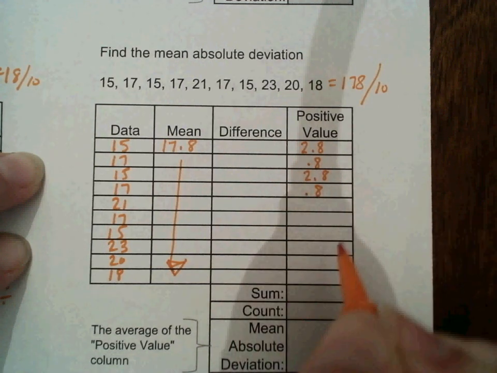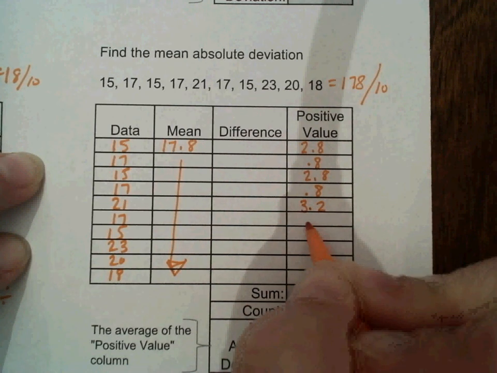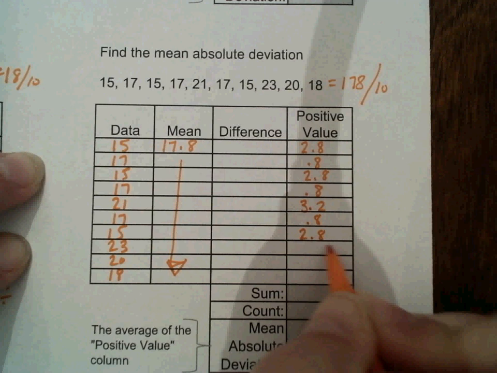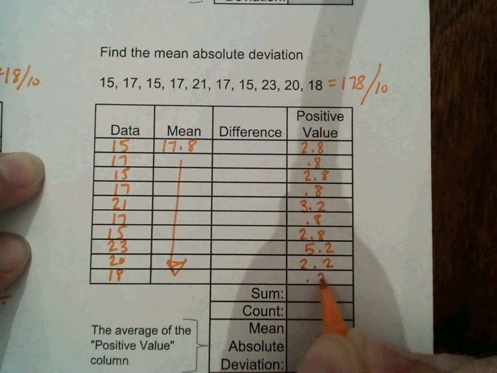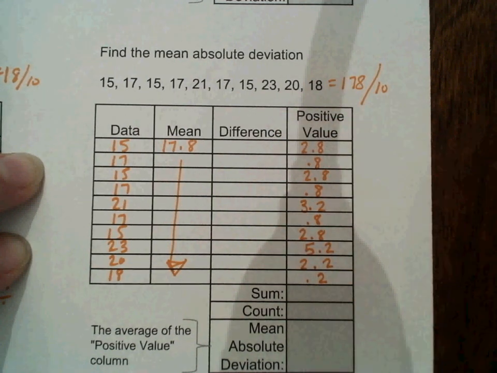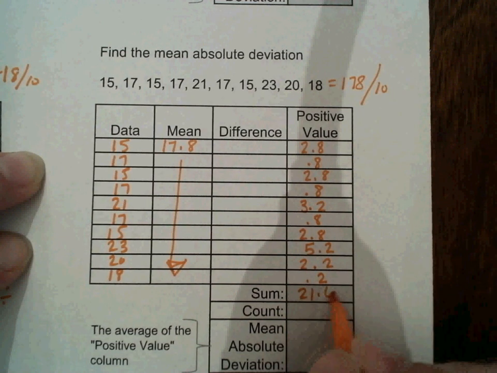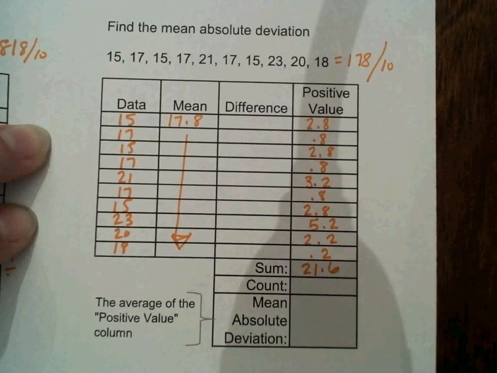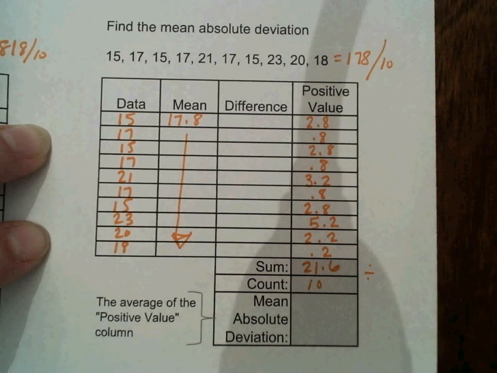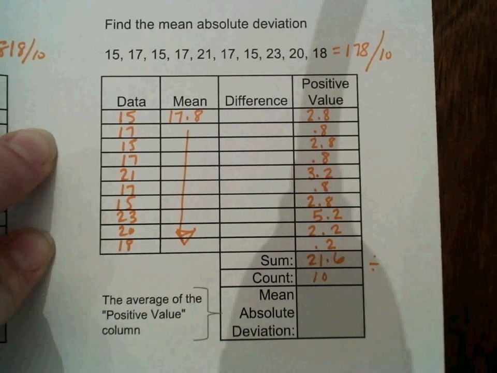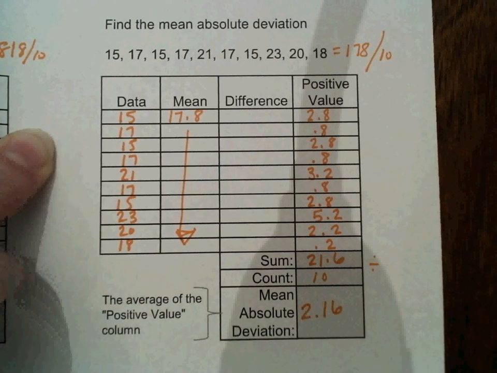2.8, 0.8, 3.2, 0.8, 2.8, 5.2, 2.2, and 0.2. Remember, when you get a negative, you got to turn it positive. Adding all of these together, I'm going to be given 21.6. I have 10 numbers, so I'm going to divide it by 10 to find the average of their differences, which gives me 2.16. Hopefully you got your questions correct.